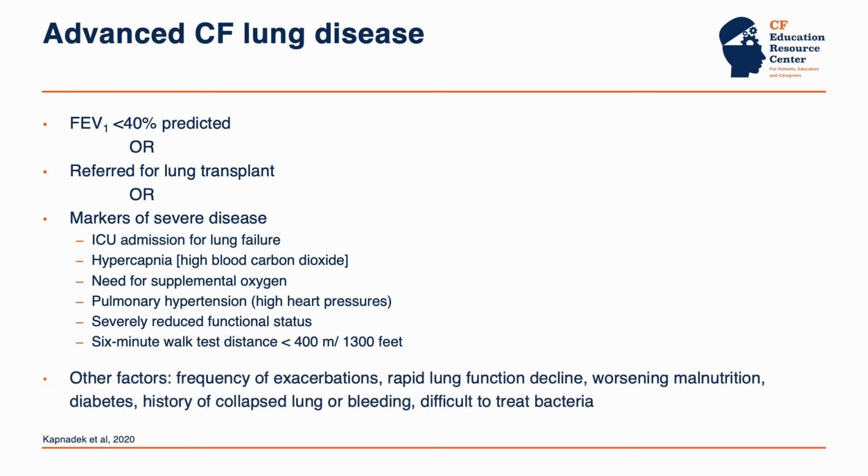So there are other factors that we'll consider, and I won't go through these in detail, but suffice it to say that people who have other illnesses like worsening malnutrition or diabetes, or a problem in the past with a collapsed lung or bleeding, those individuals also tend to have a more rapid progression of lung disease, and we need to monitor and be extra vigilant to make sure we're not missing anything.